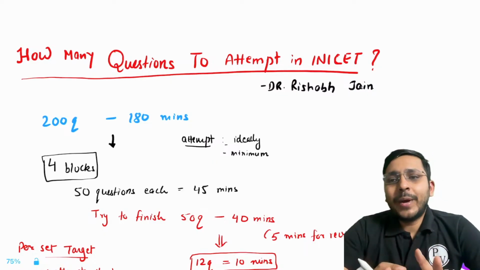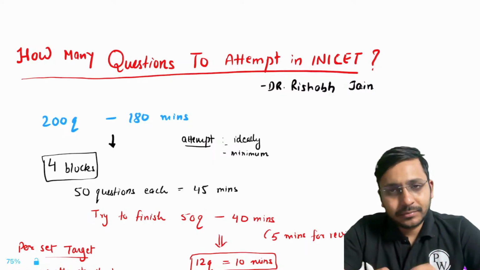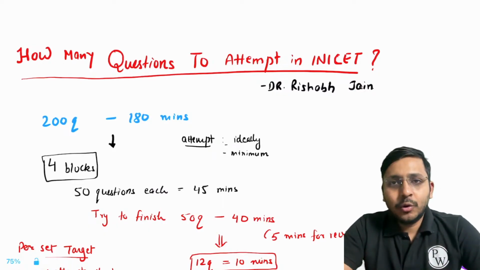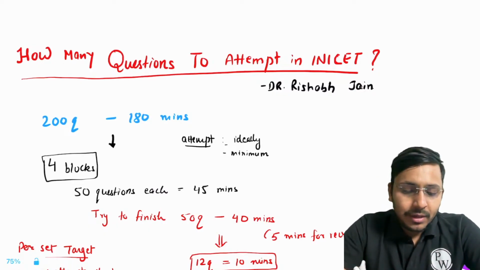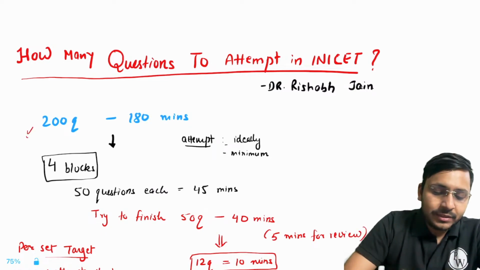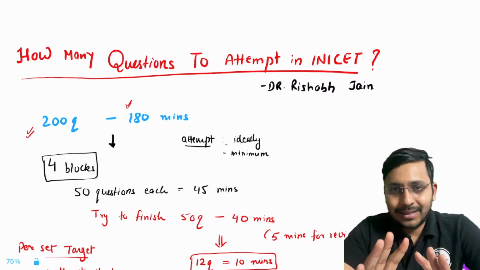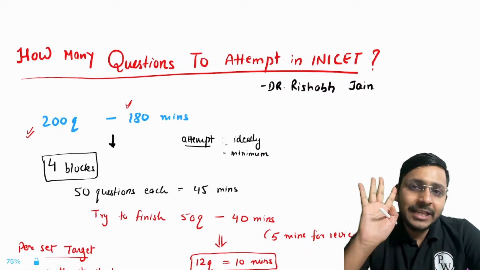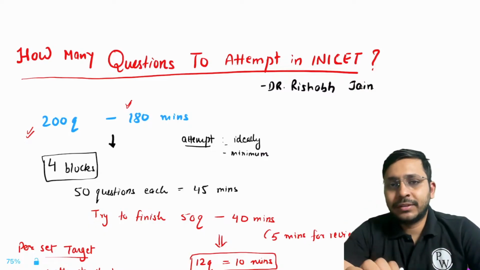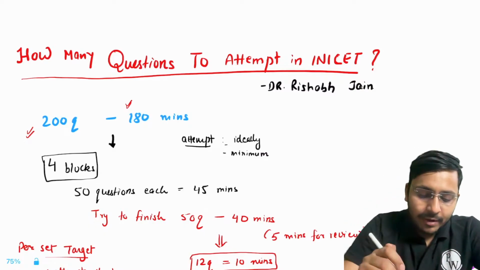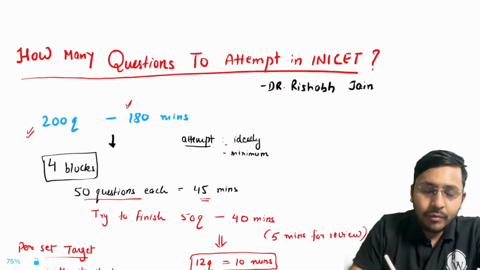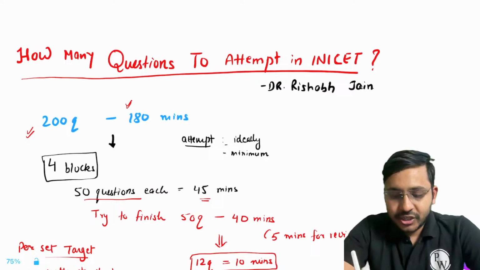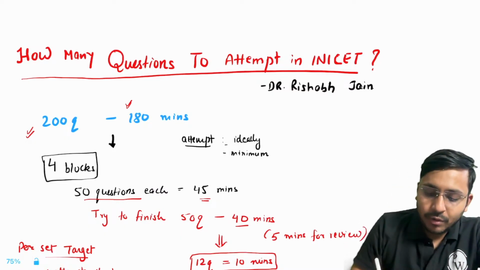So let's first start with what I have to say, and then we'll talk about what you have to say. How many questions to attempt in INICET? It's a very basic question, and all of you know this; I'm just reiterating the fact. Your earlier exam used to happen in one single block of 200 questions to be done in 180 minutes. Now you have the same duration in 4 blocks, each block of 50 questions, to be done in around 45 minutes. I want you to finish these questions in 40 minutes and not 45 minutes.